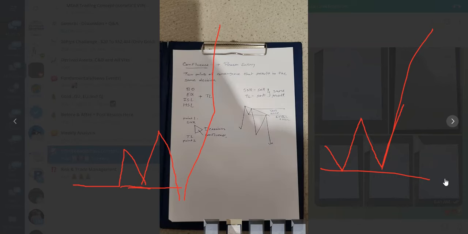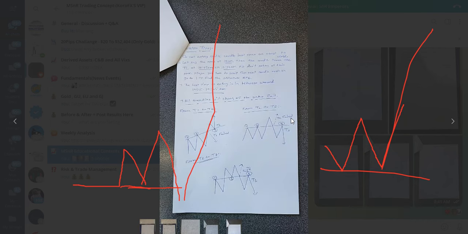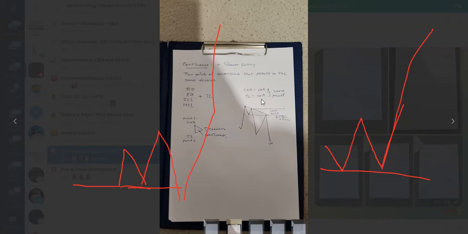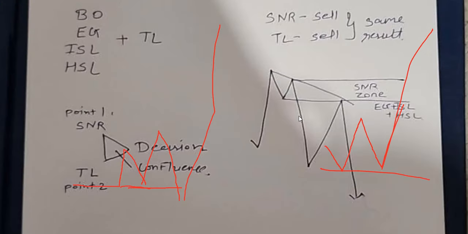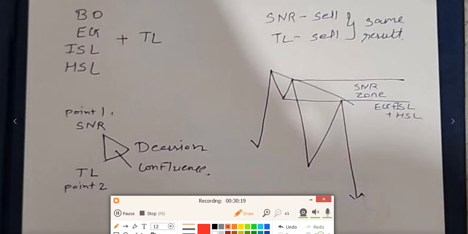This is what is called the SNR plus trendline confluence. First thing first, we know about making SNR. We have price forming, and we make this SNR level. We expect the price to come back and line up with this trend line. So that is SNR plus trend line. So this is where we want to make our decisions.